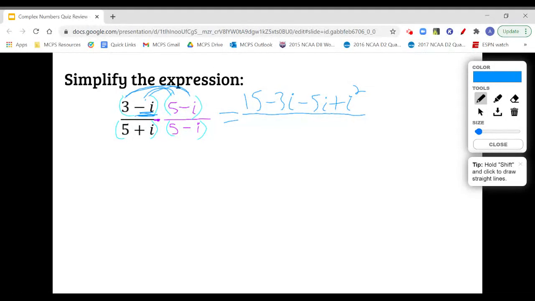Now, I do it all again with the denominator. I distribute the 5, which leaves me with 25 minus 5I. I distribute the I. That leaves me with positive 5I, and then positive times a negative is a negative I squared.